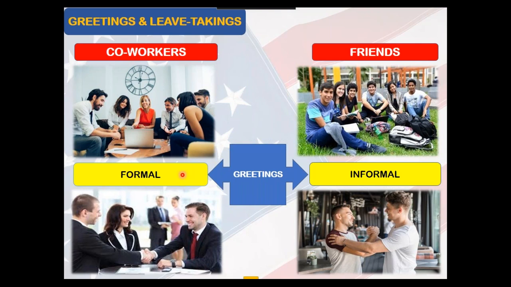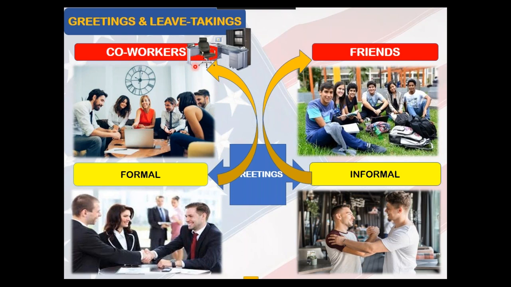Formal greeting is, for example, with your co-workers. Okay, repeat please, co-workers. Perfect. And informal greetings is with your friends. Excellent, with your friends. Example here with your co-workers, where? For example, in your office. Okay, in your office. They are your co-workers in your office. And they are your friends. Example, from the university. Okay, from the university.